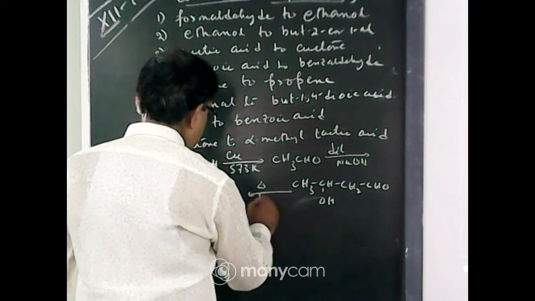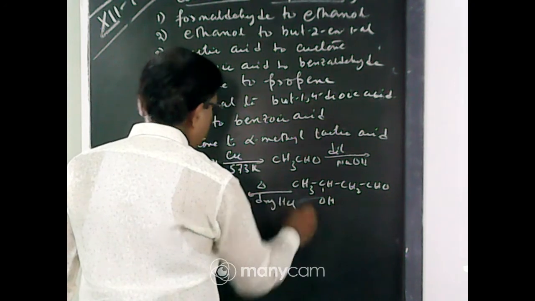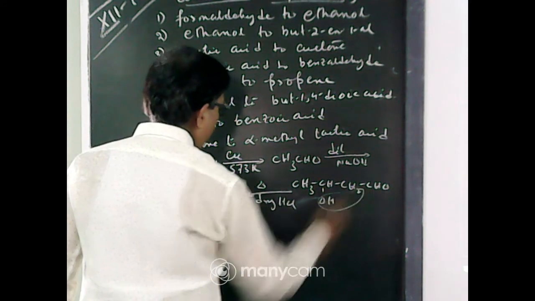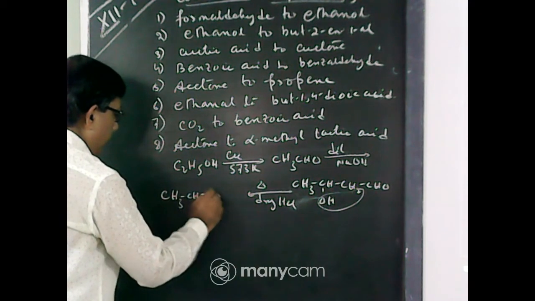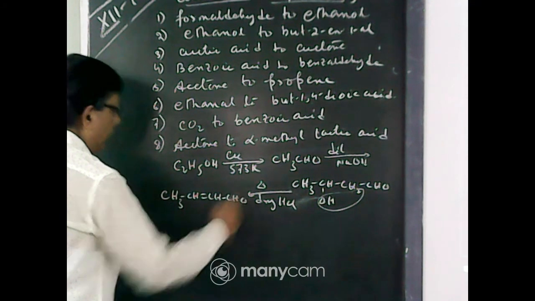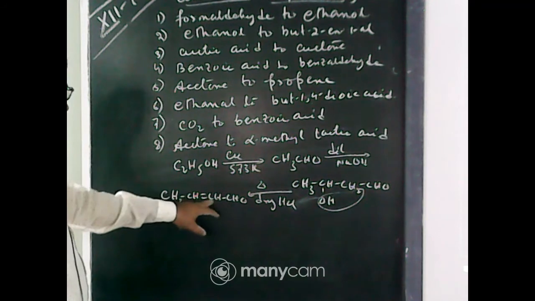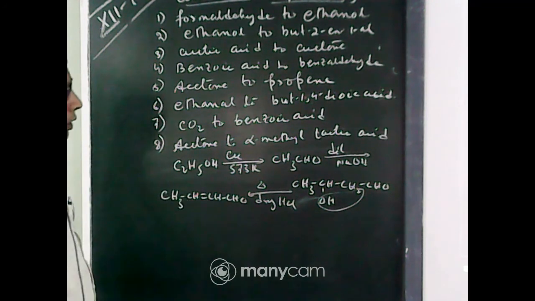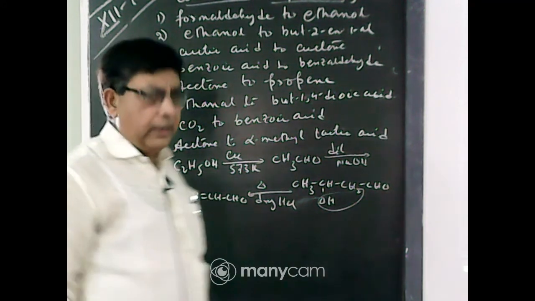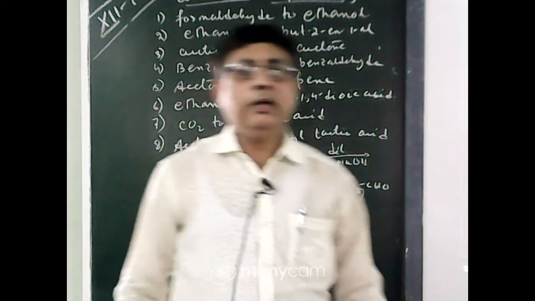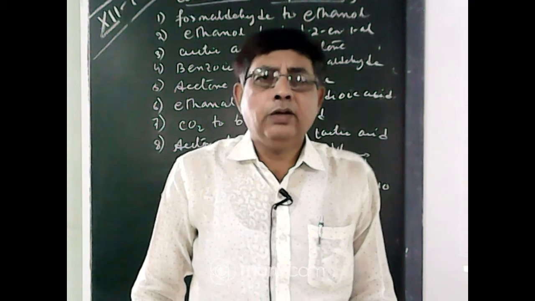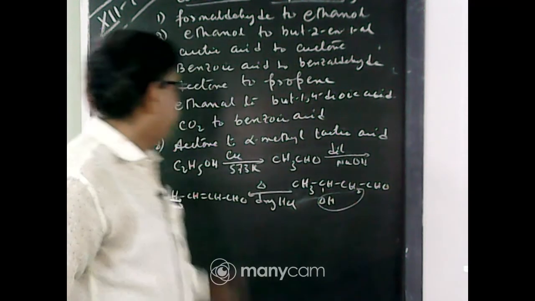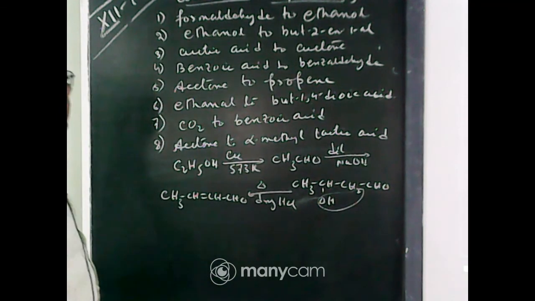Now this is heated in presence of dry HCl. Elimination of a water molecule forms CH3CH=CHCHO. This is but-2-en-1-al. So first you convert alcohol to aldehyde, then undergo aldol condensation in presence of dilute NaOH. Okay. This is ethanol to but-2-en-1-al.